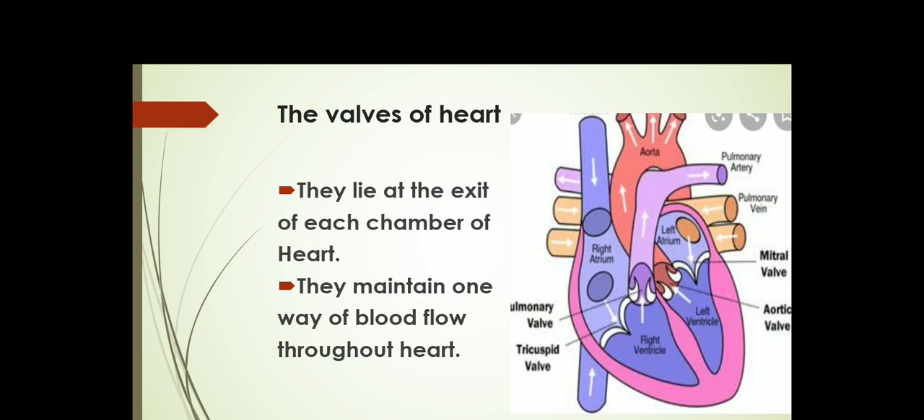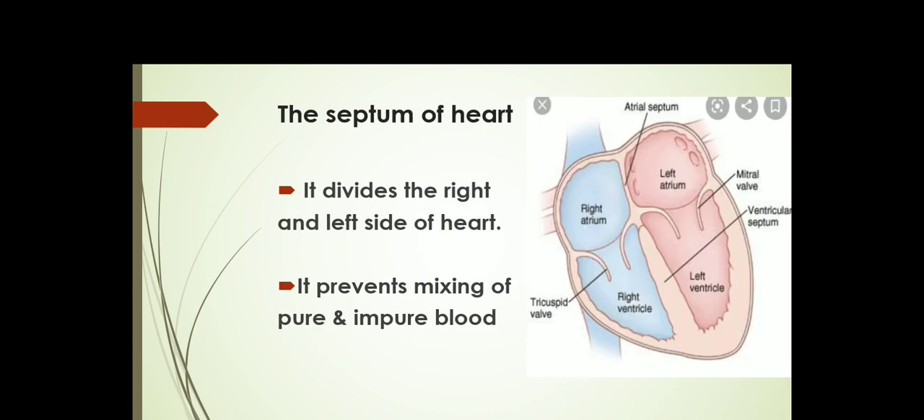What is the function of a valve? They will maintain one-way blood flow. They will not allow the blood to flow in different directions like up, down, right, left and everywhere. They will allow the blood to flow in one direction only. Understand?